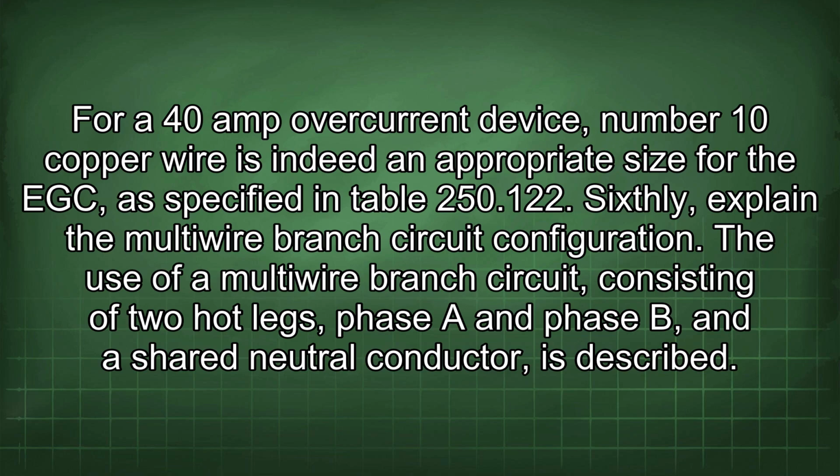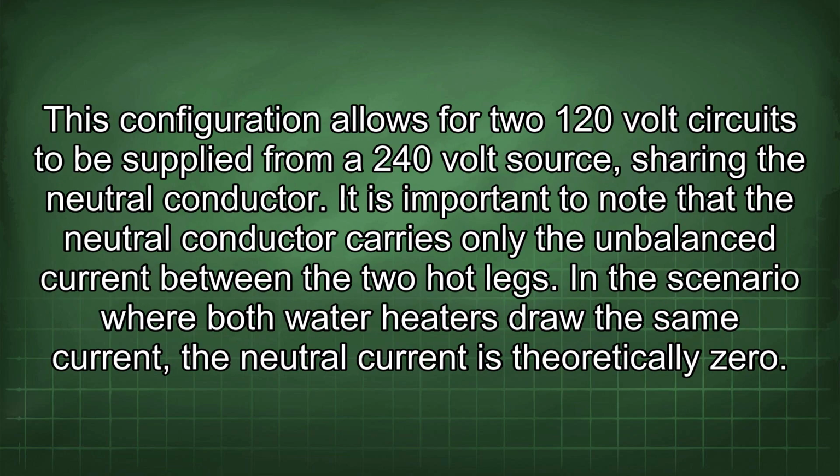Sixthly, explain the multi-wire branch circuit configuration. The use of a multi-wire branch circuit consisting of 2 hot legs, phase A and phase B, and a shared neutral conductor is described. This configuration allows for 2 120-volt circuits to be supplied from a 240-volt source, sharing the neutral conductor. It is important to note that the neutral conductor carries only the unbalanced current between the 2 hot legs. In the scenario where both water heaters draw the same current, the neutral current is theoretically zero.